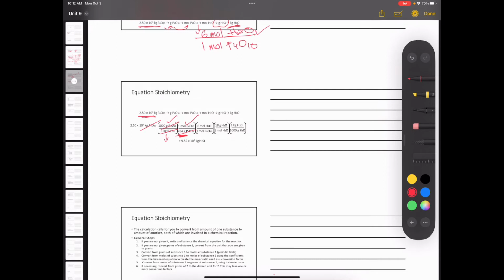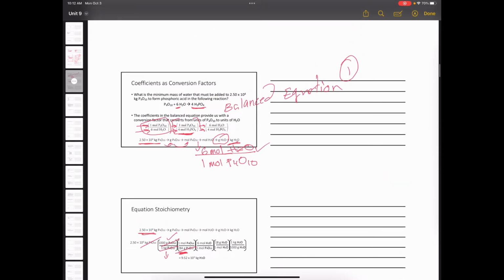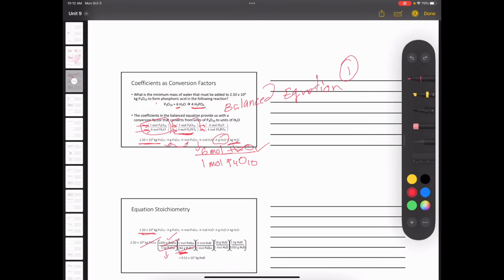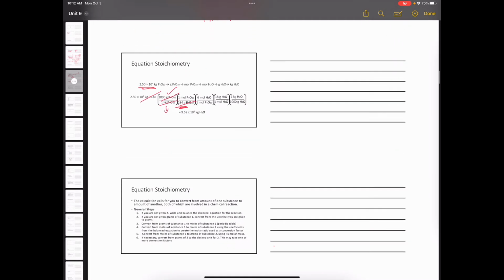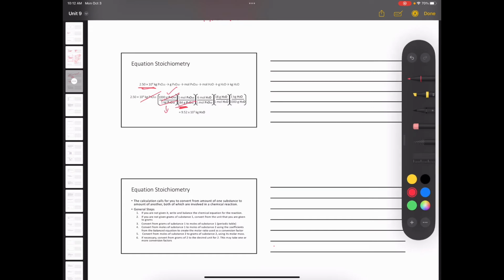Now it's time to convert my moles of phosphorus oxide into moles of water. Well, how do I know how to convert that? It's based on my balanced chemical equation right here. And I can tell for every 1 mole of phosphorus oxide, we need 6 moles of water. Here is your relationship. Okay? So now 6 moles H2O reacts with 1 mole of phosphorus oxide. So phosphorus oxide cancels out with phosphorus oxide. Now I am left with moles of H2O. I just need to make my way back to kilograms of H2O.